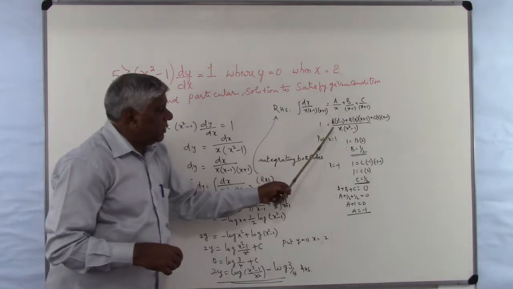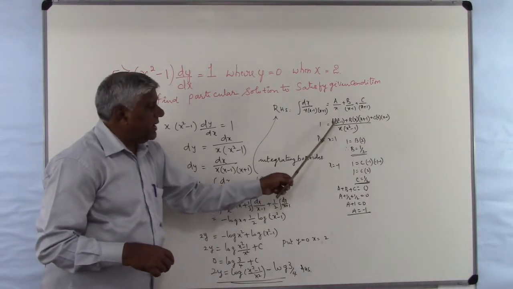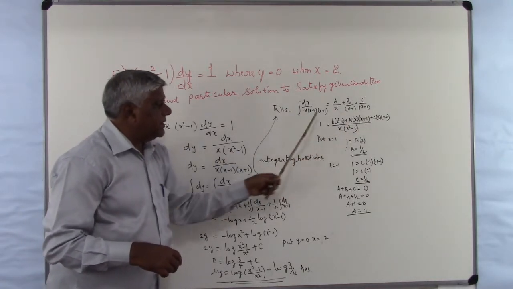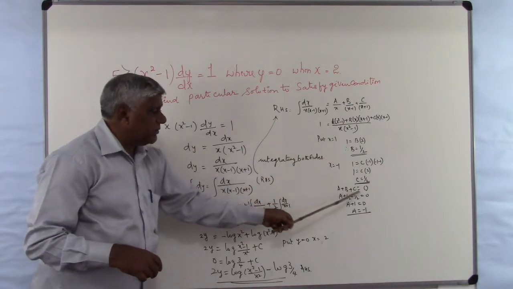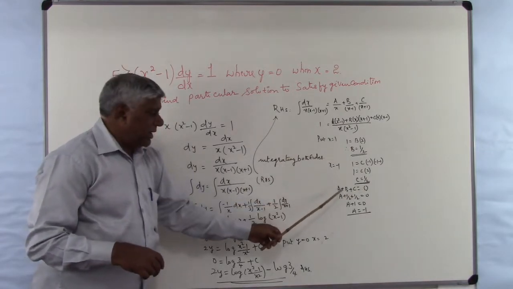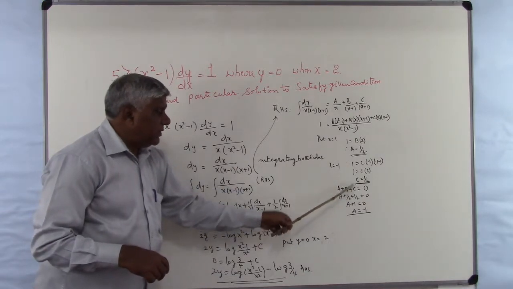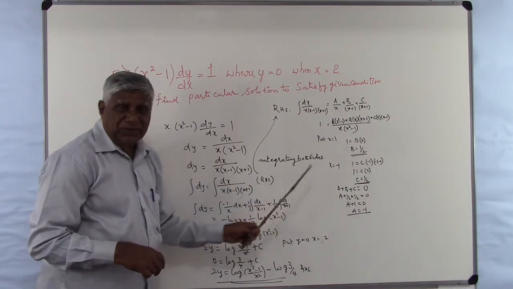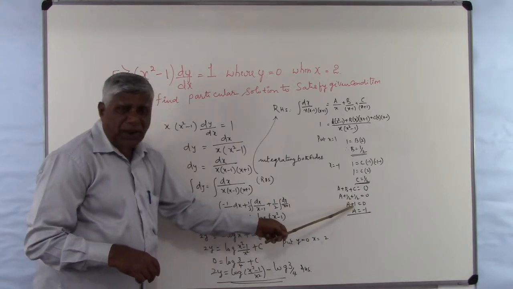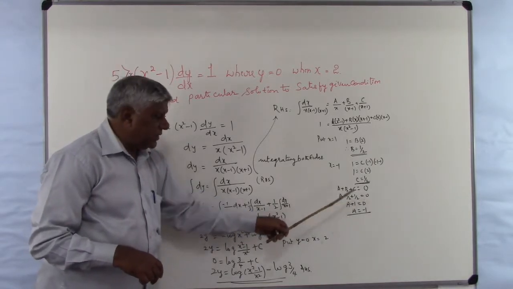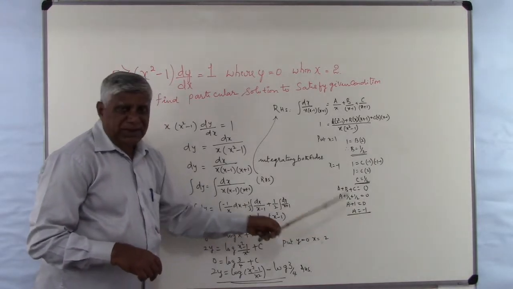Now equating the coefficients of x², A + B + C. There is no x² term on the left, so we put 0. So A + B + C = 0, or A + 1/2 + 1/2 = 0. Half plus half is 1. So A + 1 = 0, A = −1.